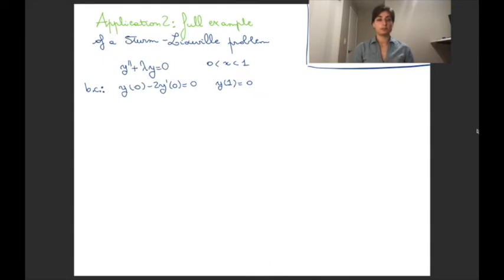Let's look at a second example. In this case, we are really going to be doing a full example of a Sturm-Liouville problem. We're looking at the same ODE as before, y'' + λy = 0. This time we're going to look at the interval 0 to 1, and we're going to impose boundary conditions, the first one being y(0) - 2y'(0) = 0, and the second being y(1) = 0. So we have a trivial boundary condition at 1, but something that is called a mixed boundary condition at 0. Mixed because it involves both y and y'.